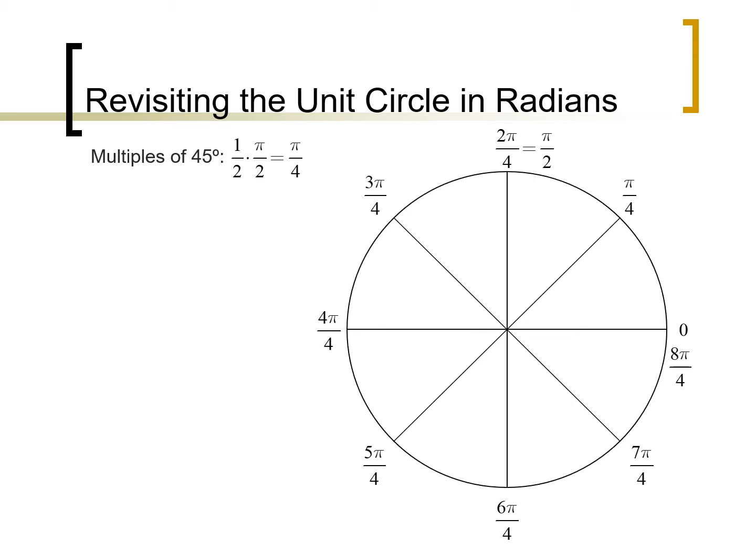You should be getting pi over 2 up top. Pi, where 180 degrees is. Straight down at 270 degrees is 3 pi over 2. All the way around is 2 pi. Again, we will need to know this unit circle in terms of the simplified version. Here's our simplified version of the 45-degree unit circle.